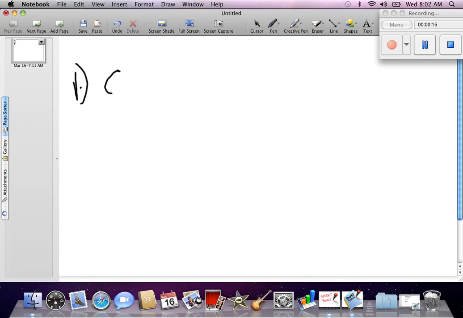we've got 6 to the negative 4 times 6 to the 4th. So are their bases the same? Yes. So what rule should we do? Add them. What is negative 4 plus 4? 0. So we get 6 to the 0, and 6 to the 0 is 1. Anything to the 0 power is 1.